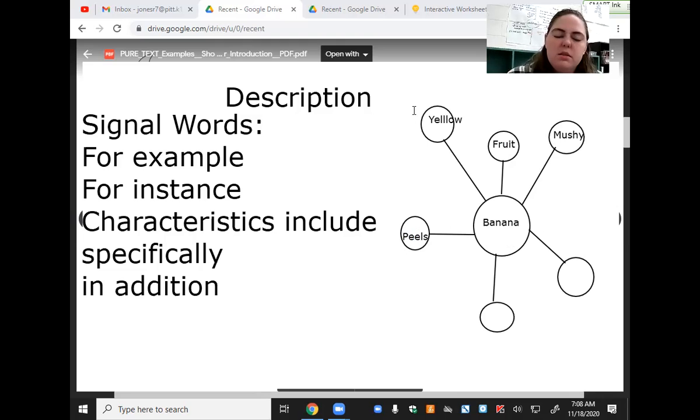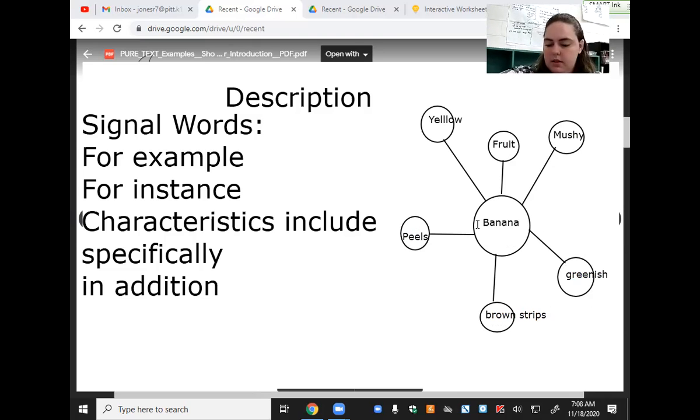How would you describe a banana? It's mushy, it's yellow, it's a fruit. You have to peel it. Sometimes it's brown, like it has brown stripes when it's good and ripe. It could sometimes be a greenish color, yellow and greenish. So that's how we would use our circle map, or not circle map, sorry, our bubble map to describe a banana.